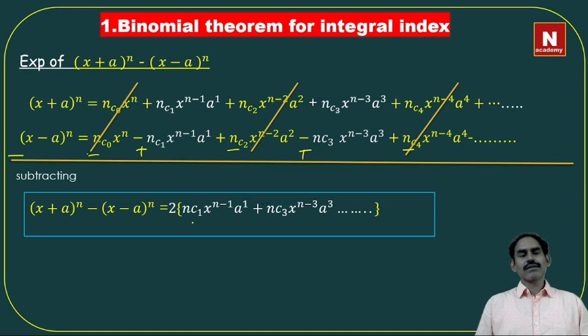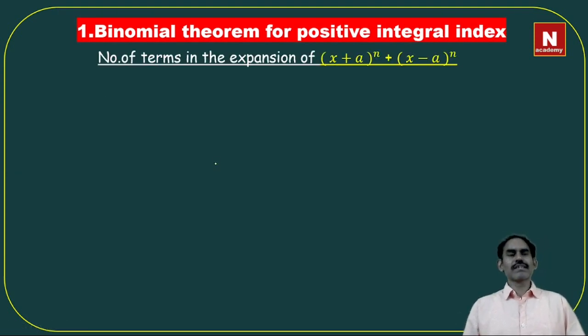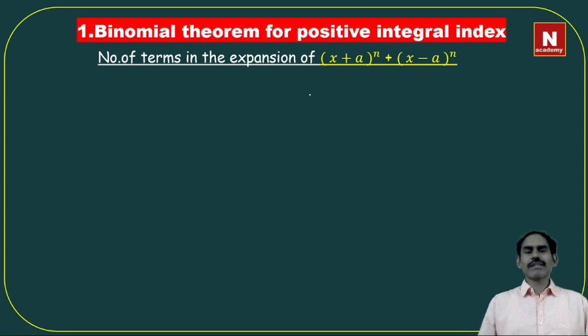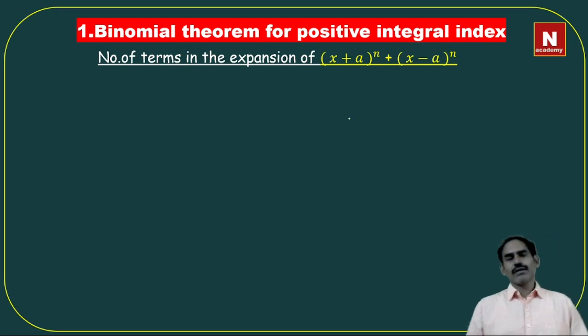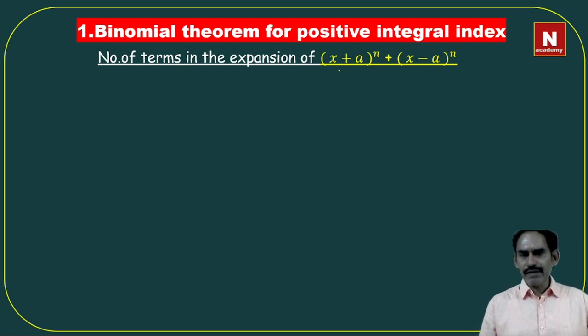Now in this we have to remember that odd suffixes are there. By subtracting these two expressions we will get 1, 3, 5 and so on. We can extend up to any number, depending on the index. When n is 5, we have to write up to 5C5. Now we will discuss the number of terms in the expansion of (x + a)^n + (x - a)^n. With the help of an example, we can identify the number of terms in this expansion.